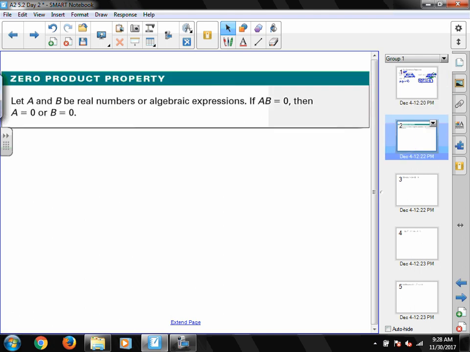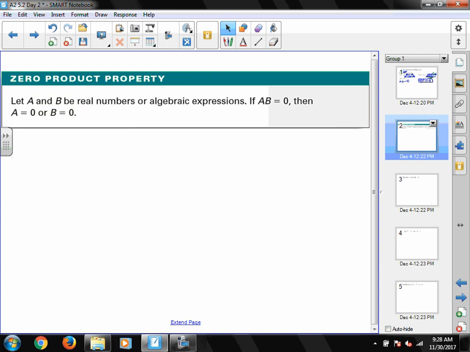Then, the whole key to what we are going to do today is based on the fact that we're dealing with the zero product property. So, the zero product property says that if you multiply two numbers or algebraic expressions, whatever they are, if those two, A and B, multiply to 0, then either A equals 0 or B equals 0, or both of them equal 0.